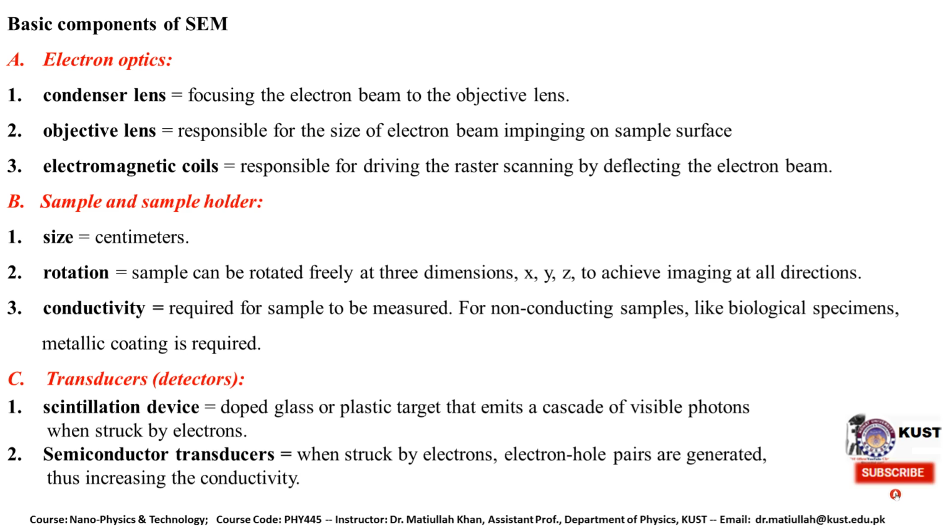The third part of the scanning electron microscope is the transducers, and transducers are also called detectors. In the detector section we have the scintillation device, a sample made from a doped glass or plastic target that emits a cascade of visible photons when struck by electrons. The other detector is the semiconductor transducer, which creates electron-hole pairs when it is struck by electrons, and thus increases the conductivity.